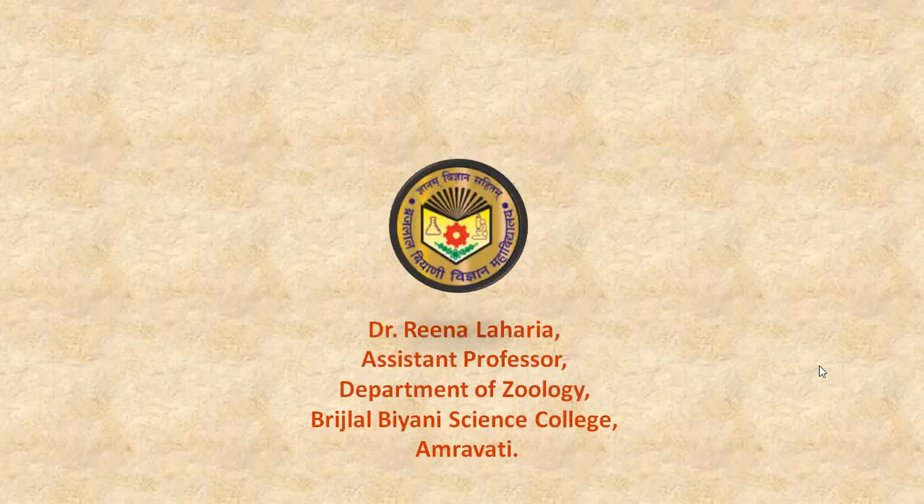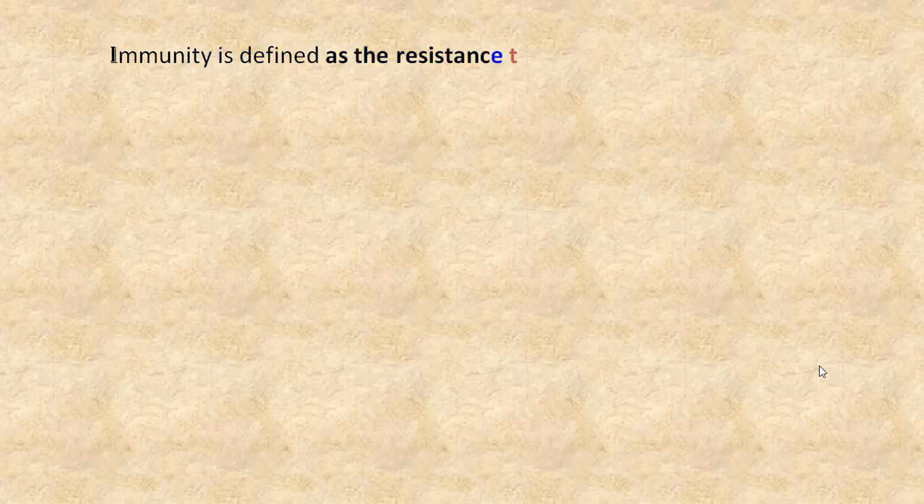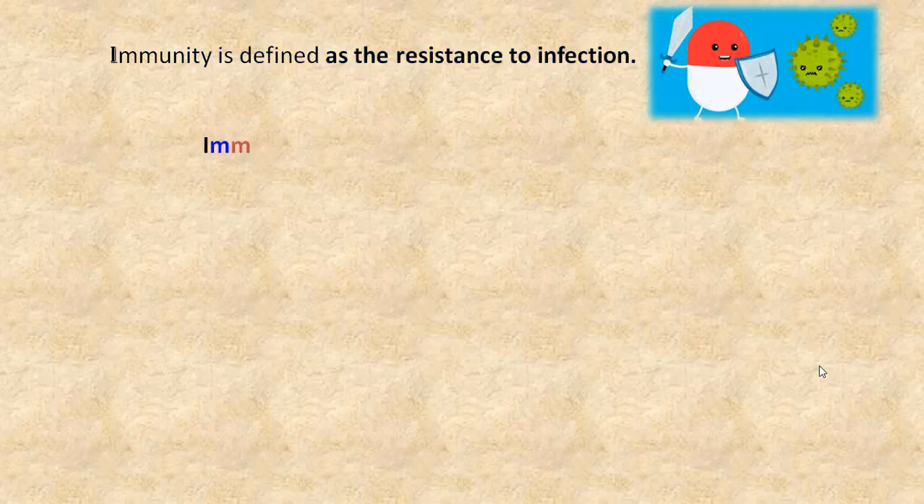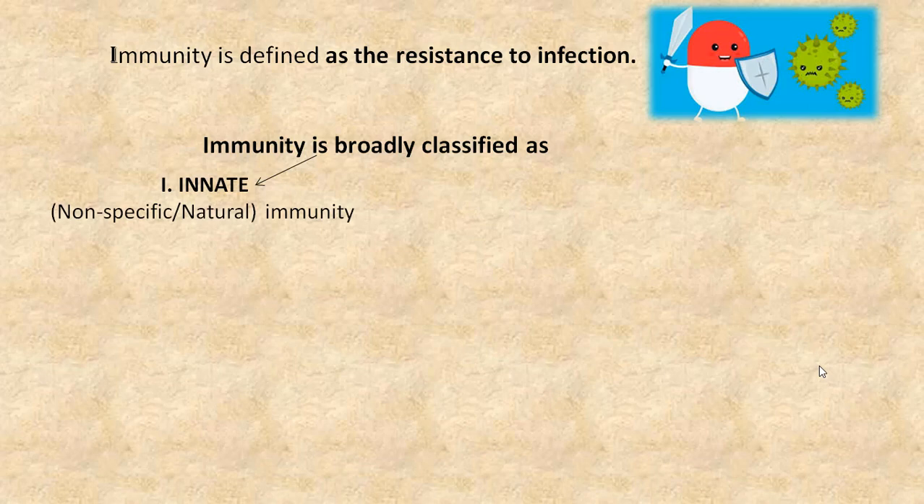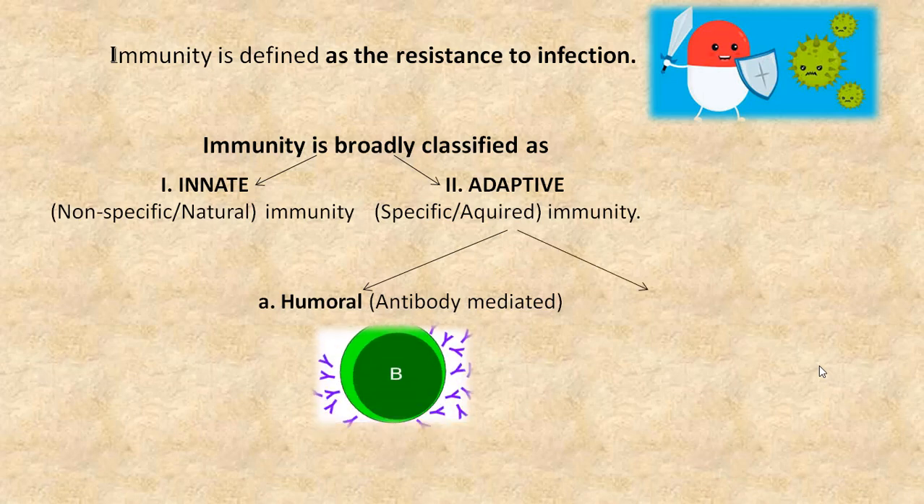Hello friends, today we are going to see a topic, an introduction to cell-mediated immunity. Immunity is defined as the resistance to infection. Immunity is broadly classified as innate, that is non-specific or natural immunity, and adaptive, that is specific or acquired immunity. The adaptive immunity is also classified into two, that is humoral, that is antibody mediated immunity, and cellular, that is cell mediated immunity.